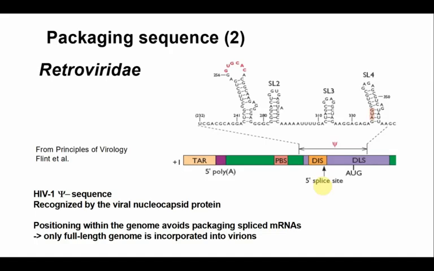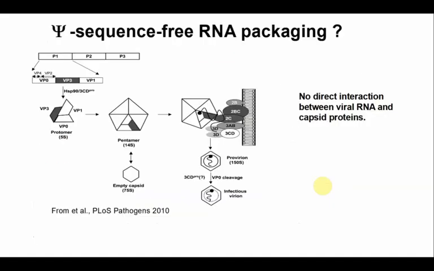But of course, upstream of here, this is going to be shared between the spliced and the unspliced mRNAs. So you don't want your packaging signal here, because you'll be able to put in a whole bunch of spliced mRNAs that don't contain the whole genome. So here you've got the 5' splice donor site, which is here in the middle of the packaging signal. That allows the virus to specifically package the full-length genome. It won't package the spliced messenger RNAs.